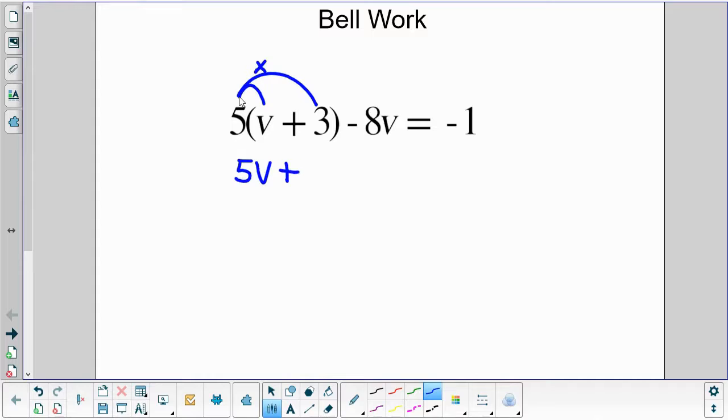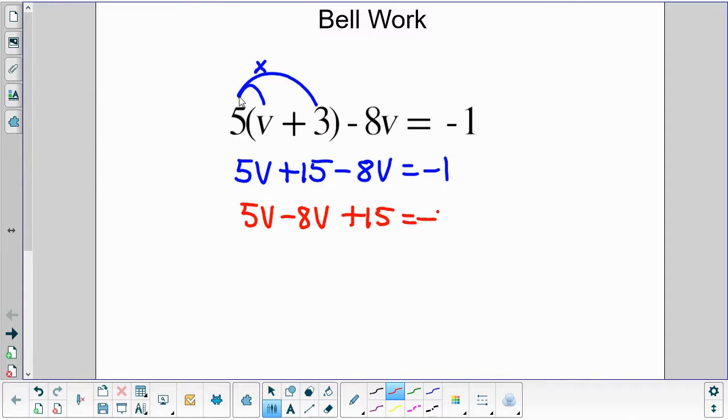We're going back to one of our equations. So we got 5v plus 15 minus 8v equals negative 1. So I'm going to rearrange this and put the v terms together. So 5v minus 8v plus 15 equals negative 1. And if I combine the v terms, I get negative 3v plus 15 equals negative 1. Then I minus 15 from each side, so that's going to give me negative 3v.